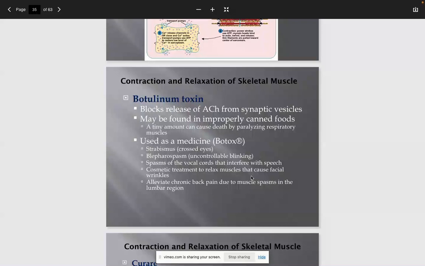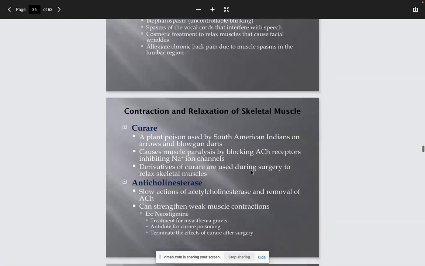This is also a cosmetic treatment to relax muscles that cause facial wrinkles, and I think that's kind of cool. It's very hard for a contraction of the muscle to occur, so it's relaxation of facial muscles. I said that this would definitely be exam worthy. This will show up on your exam: the mechanism of action as well as its medicinal uses.